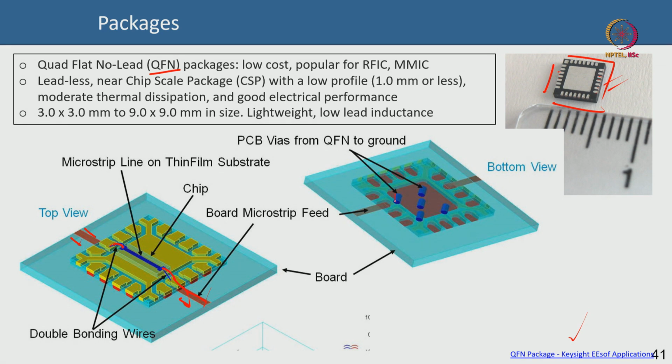You can have via holes, by the way, to connect it to the ground. If you have a ground plane below, you can create via holes to connect this ground, wherever the ground is, to the board below. This is the bottom view of the QFN and this is the top view of the QFN. This is how the inside of the QFN package looks. These pins are used essentially to bring in the signal, the microstrip signal.